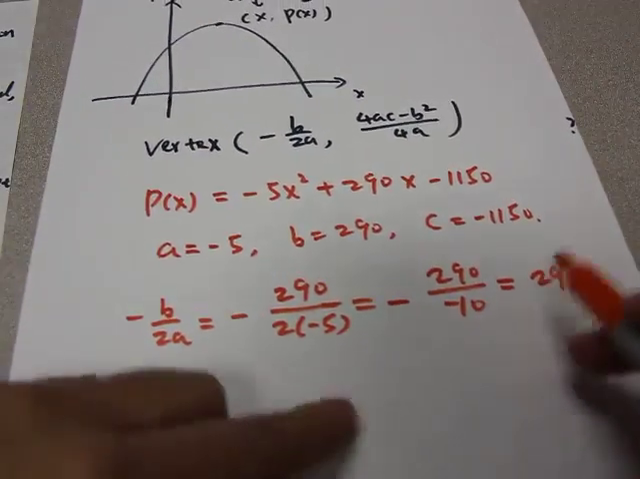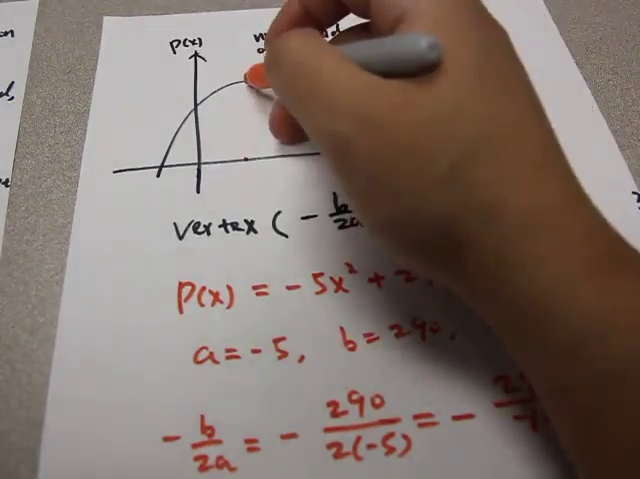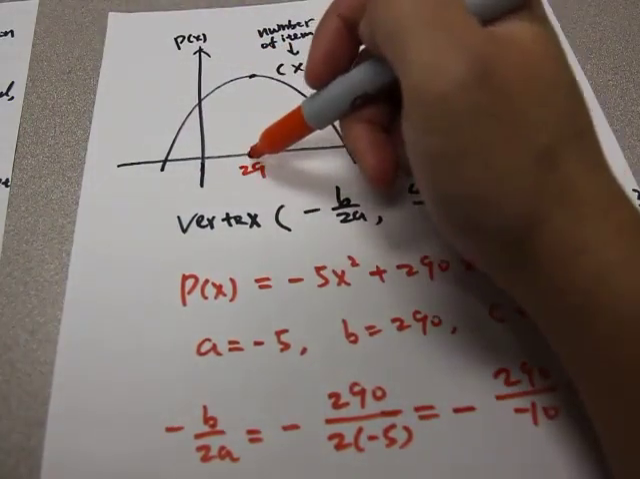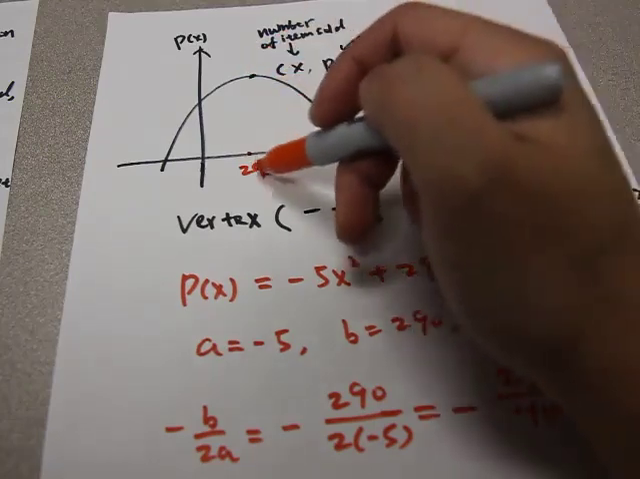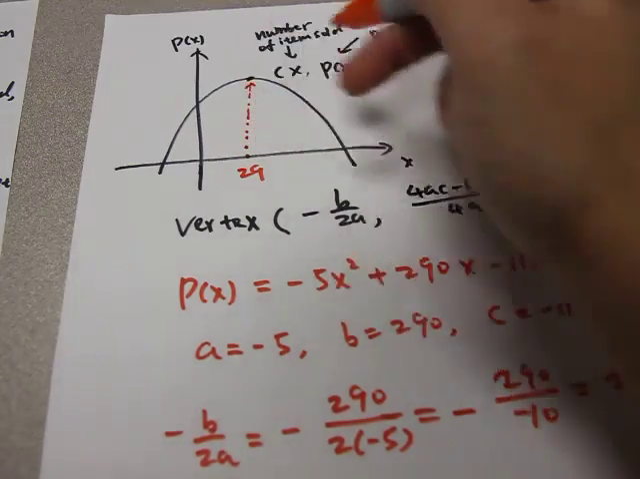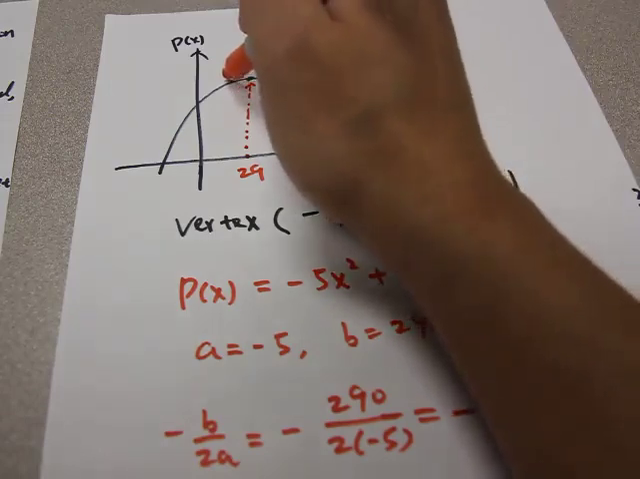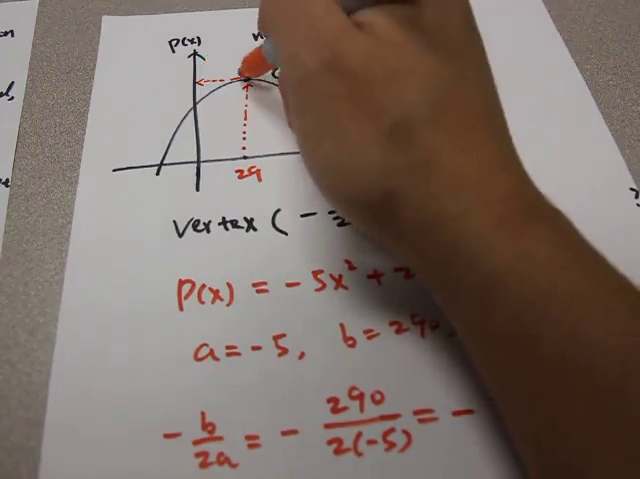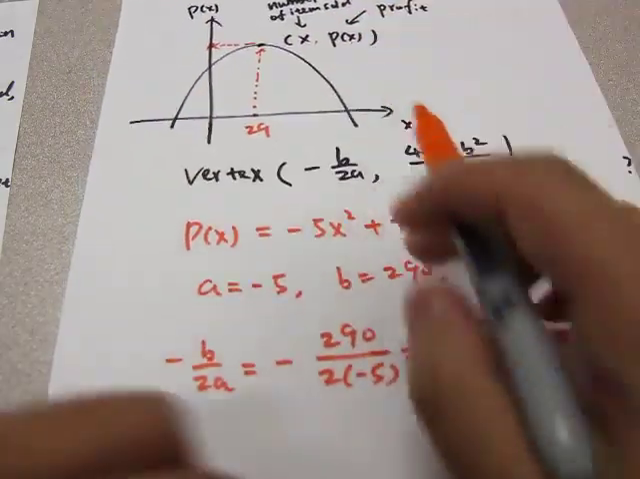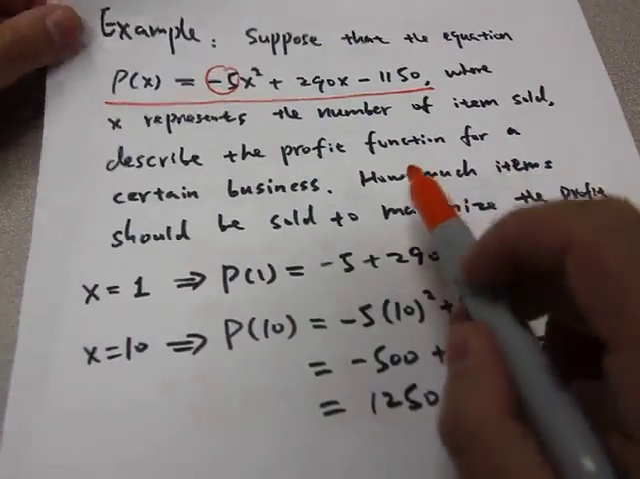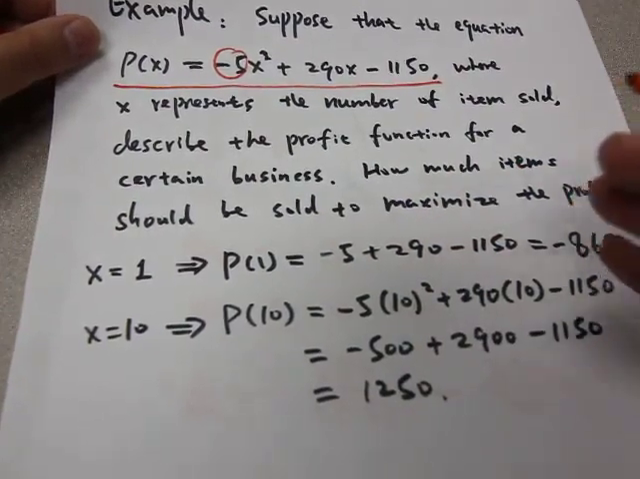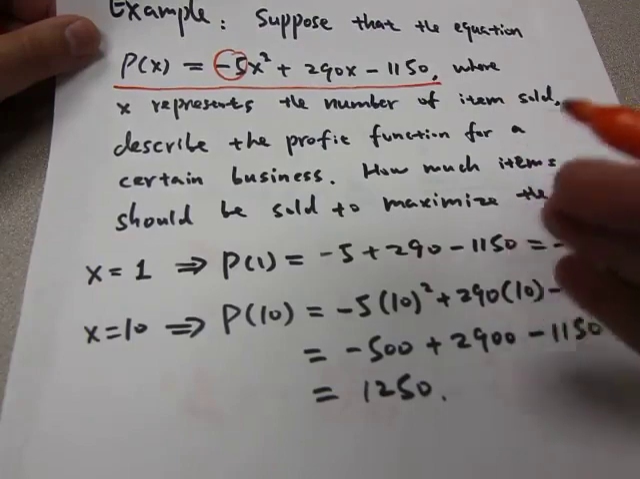Okay, so this number shows us the x component of the vertex is 29, which means when x equals 29, the function is going to have the maximum value, because when x equals 29, the corresponding point is the highest point. So if this point is the highest point, then the y component of this point will be the maximum y value. Therefore, we know if we sell 29 items, then we will have the maximum profit.